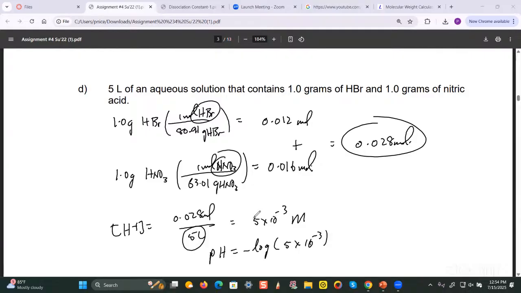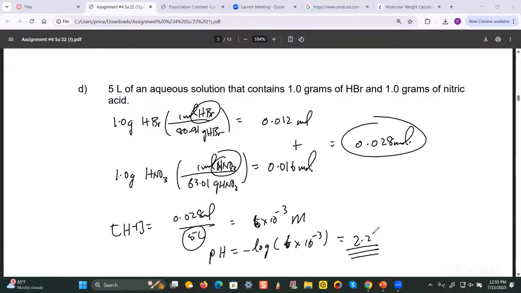Oh, this should be 6 actually, not 5. My bad. All right, so 6 times 10 to the minus 3, and then I find the log of that, with a minus sign in front. And now we have to round this off. This is 1 sig fig, so 1 decimal place, so 2.2 is what I got. And that's how that is done.